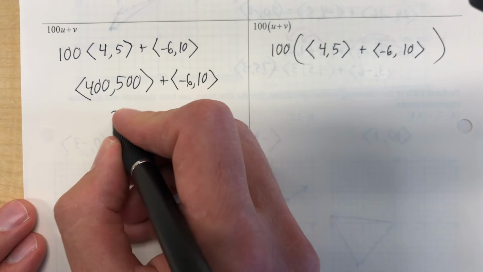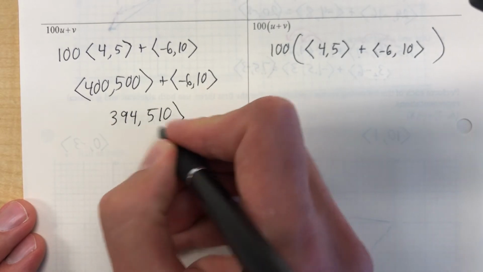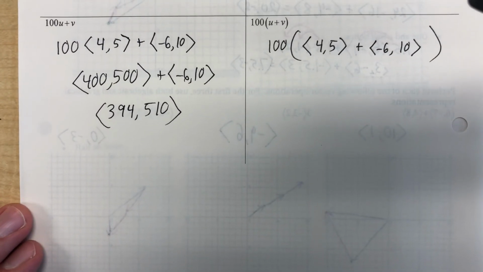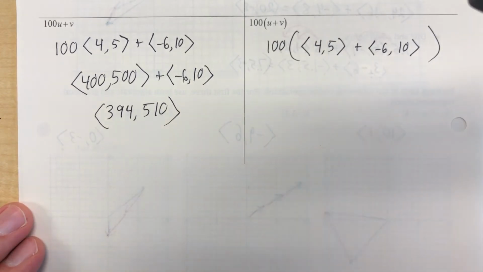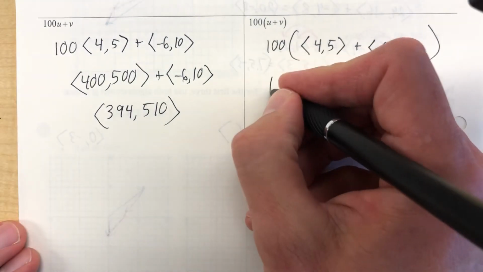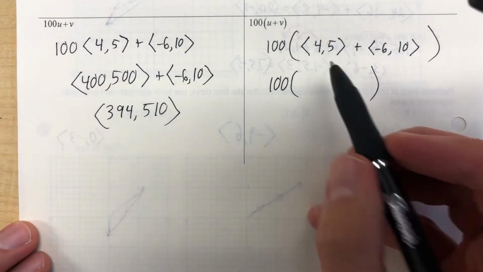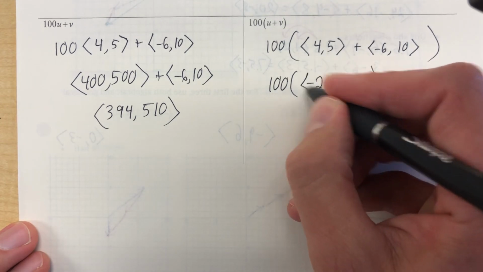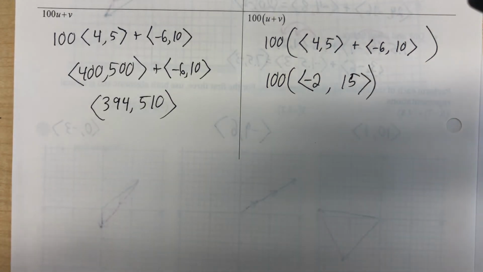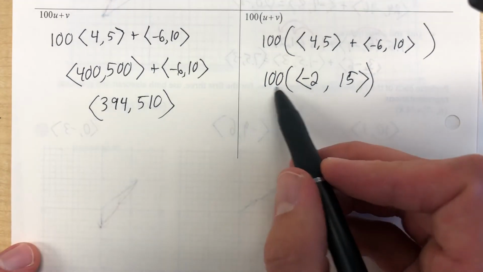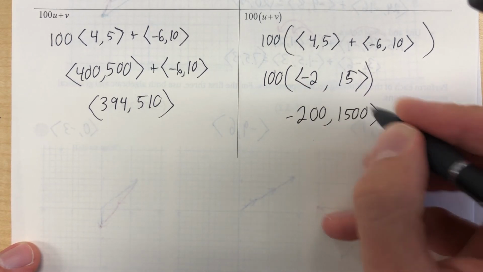400 minus 6, that would be 394. And then 500 plus 10, 510. So again, easy math. Lots of steps, but easy math. And in this case, you might be like, oh, 100 times that, 100 times that, 100 times that, 100 times that. You wouldn't be wrong, but let's not. Let's kind of hold off on that 100, and let's do the order of operations, which means parentheses first. So 4 plus negative 6, that'd be negative 2. 5 plus 10, 15. There we go. And now the parentheses are kind of useless at this point, but that's all right. 100 times that, 100 times that, and we are done.